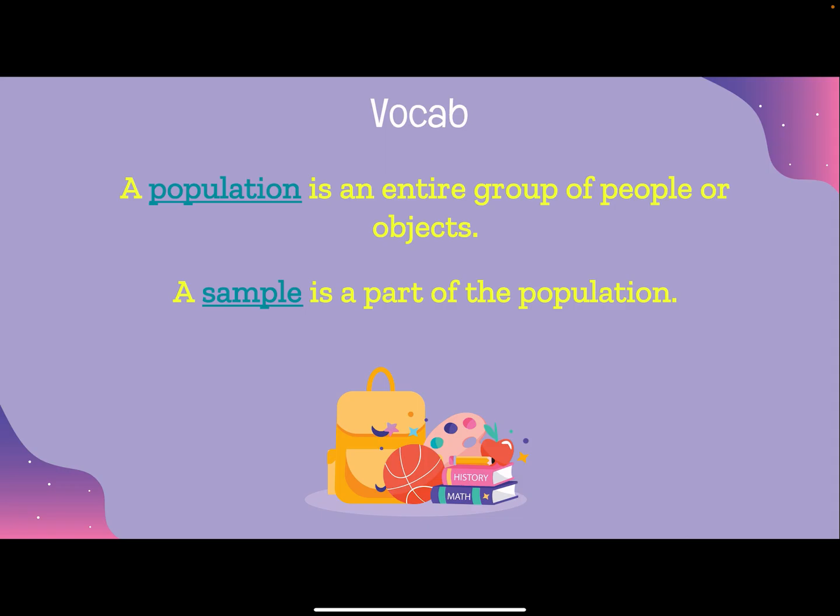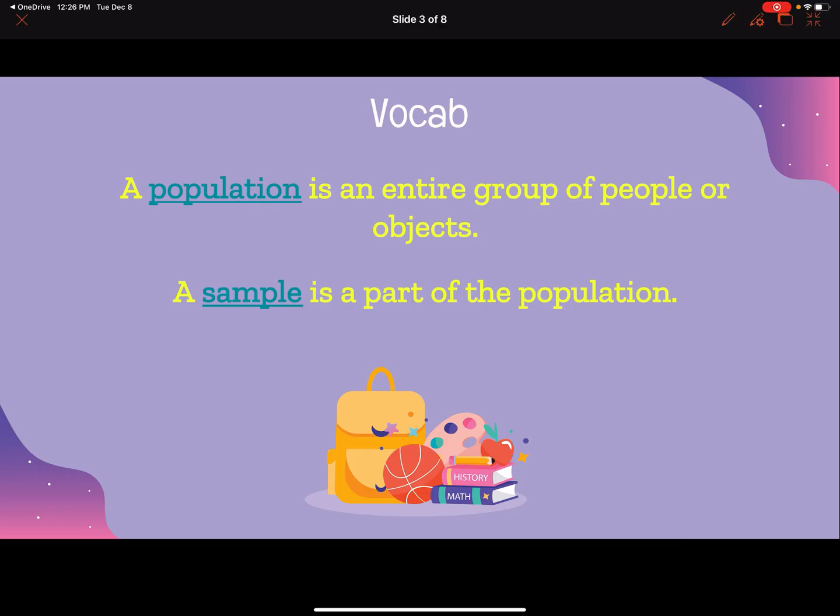Okay, we've got a couple vocab here. A population is an entire group of people or objects. So you could have people or objects, but it's the entire group. A sample is part of the population. So keyword, part of the population. So we take a sample out of the population, which is the entire group.